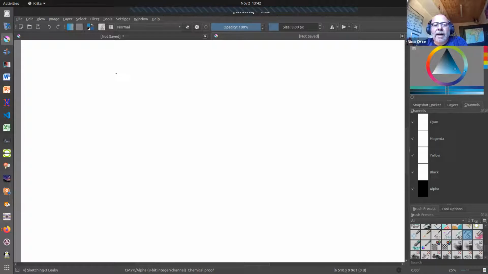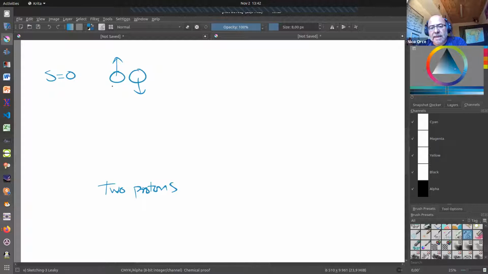So we're going to have either two protons, and as you can see, two protons. Let's say two protons here. Obviously, the spin must be equal to zero, right? Because all of them have S one half, but they are in opposite directions, they are anti-parallel, right? So then the total spin will be S equal to zero.